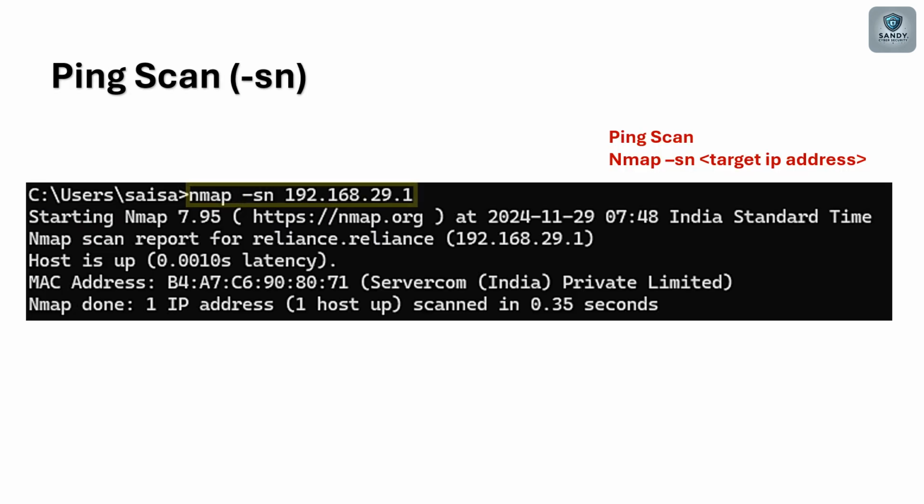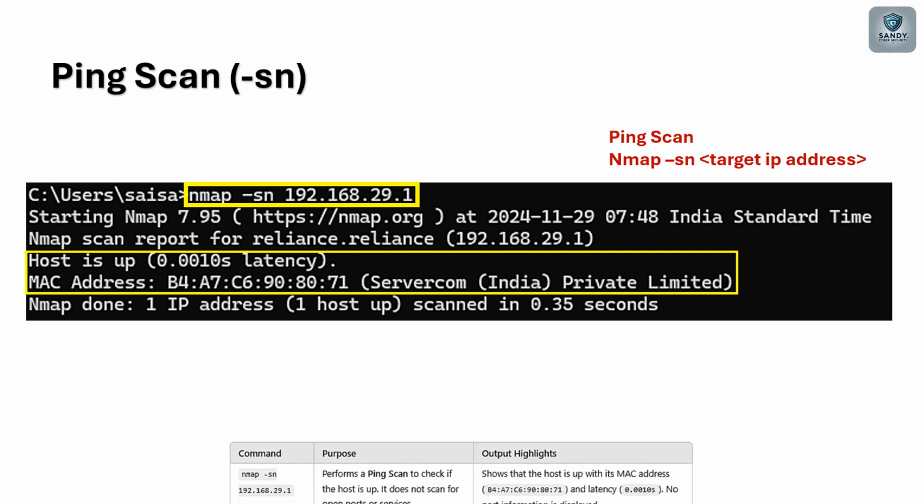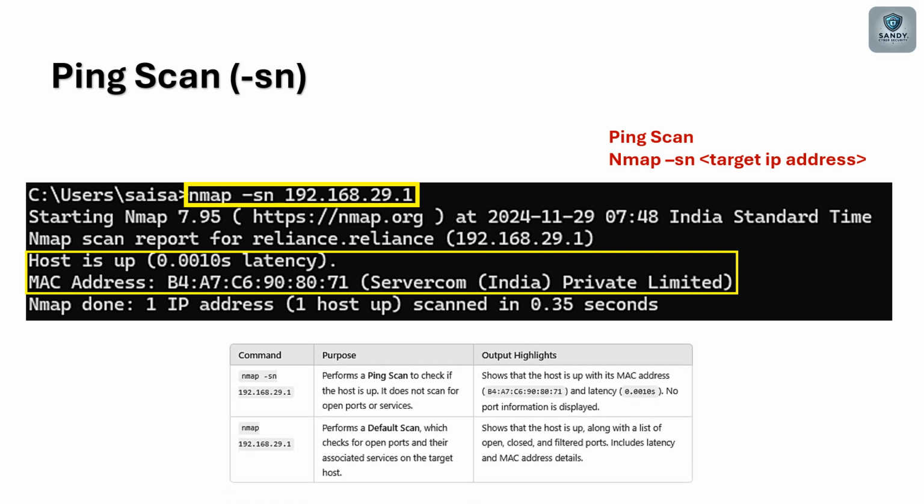The next command is nmap -sn and the target IP address. This command performs a ping scan to check if the host is up. It does not scan for open ports or services. It shows that the host is up with its MAC address and latency is 10 milliseconds. No port information is displayed. The difference between the default nmap scan and the nmap -sn scan is that the default scan checks open ports, and the ping scan checks if the host is up or not.